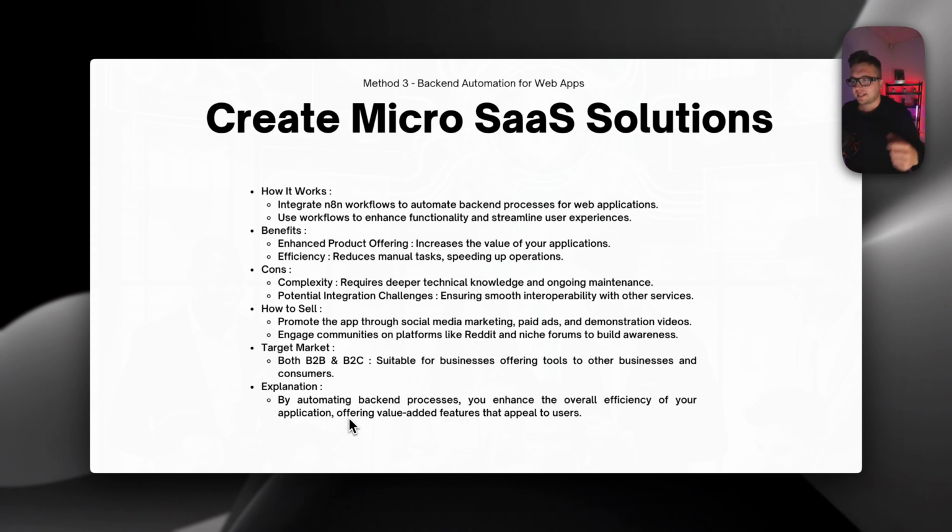The cons are complexity. The first con is that it requires deeper technical knowledge and ongoing maintenance. The second thing is potential integration challenges. For example, whenever you use even the OpenAI node, it sometimes gives you wrong answers and some random answers, and the user is not satisfied. Also, another potential integration challenge can be API rate limits. There are a lot of APIs that change the limits now and then, and they never actually let you know that the API limit has been changed, and your app starts to crash. So you always need to be prepared that there can be something going on.